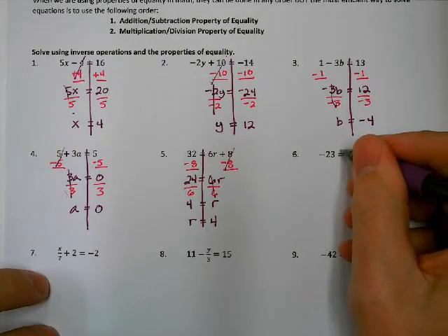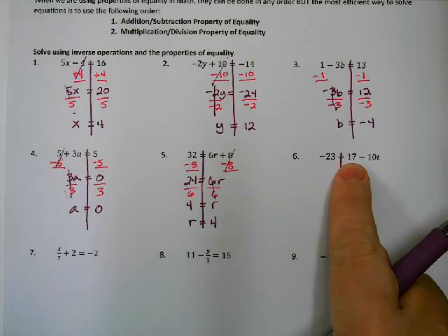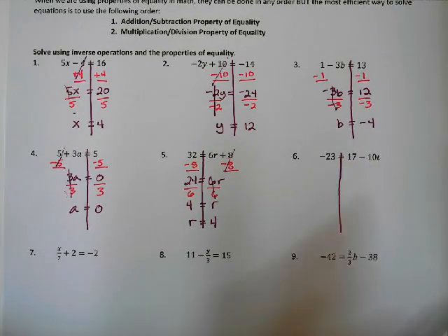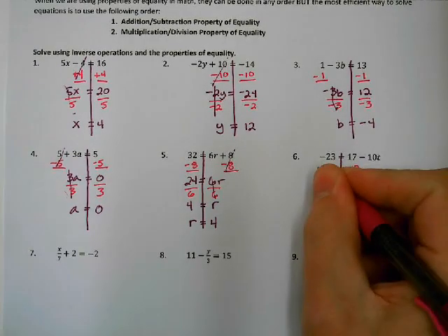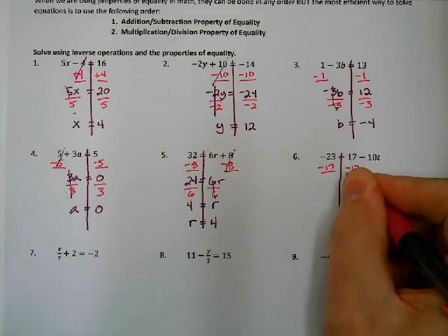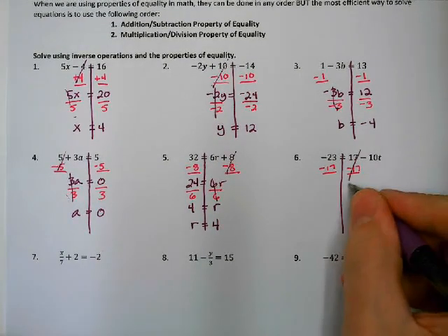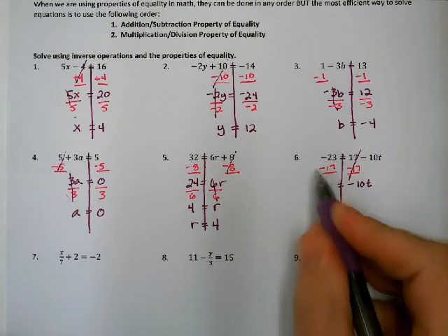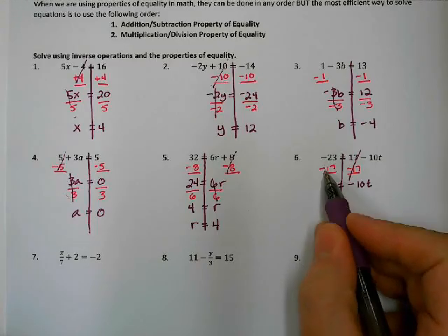Here we go. Next one. Positive 17, negative 10 times t. So I need to subtract 17 with my subtraction property of equality. Over here, that makes 0, so I'm left with negative 10t on that side of the equation. Over here, 23 plus 17 is 40, and they're both negative, so it's negative 40.